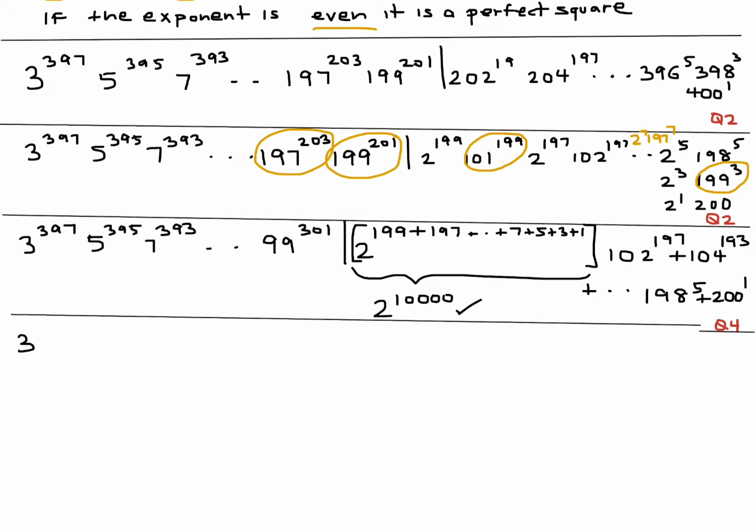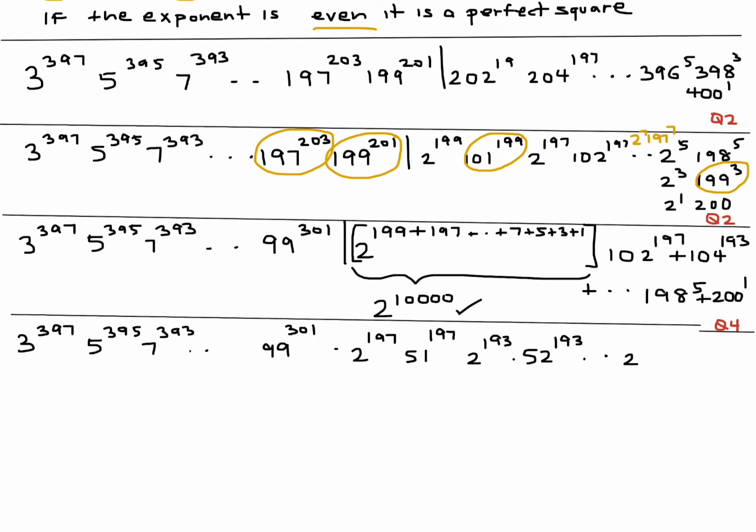Okay, in a very similar way, we move right along. And now we have to break up these very similarly to how we did before. So 2 to the power of 197, and then 51 to the power of 197. 2 to the power of 193 times 52 to the power of 193, and so on. All the way until you get to 2 to the power of 5 times 99 to the power of 5. And then the last one would be 2 to the power of 1, 100 to the power of 1.